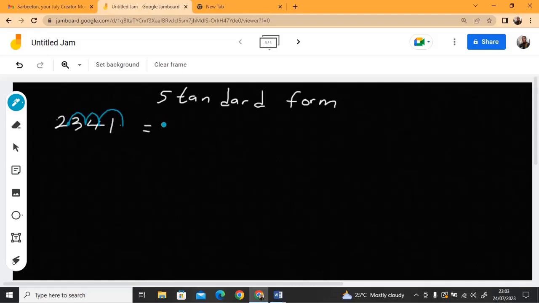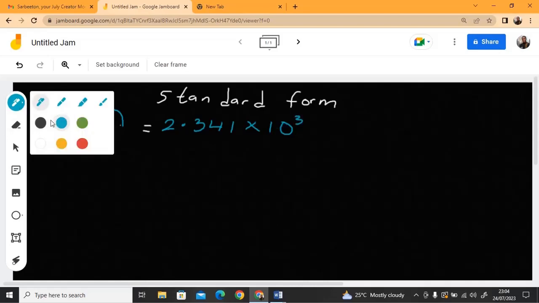So my answer now will be 2.341 times 10 raised to the power. How many times do you move? You move backward how many times? 1, 2, 3. You move 3. So you're going to write 3 here. So that is the final answer. That's how to express a number in standard form.